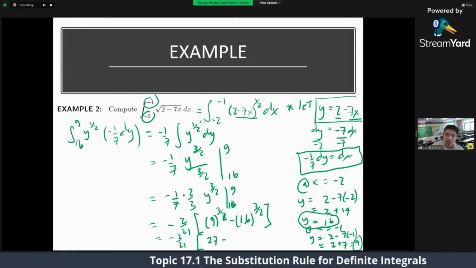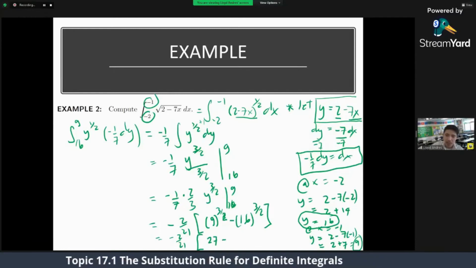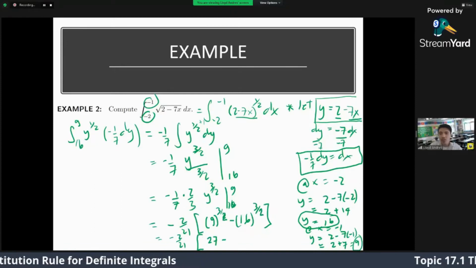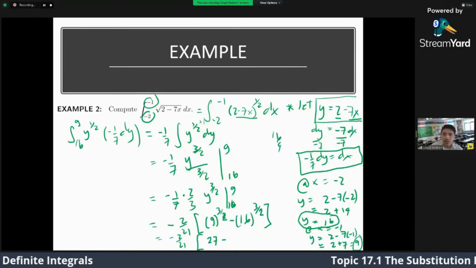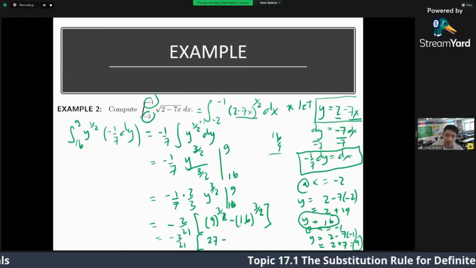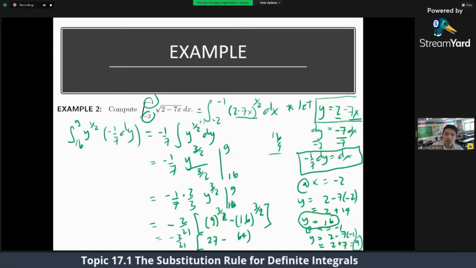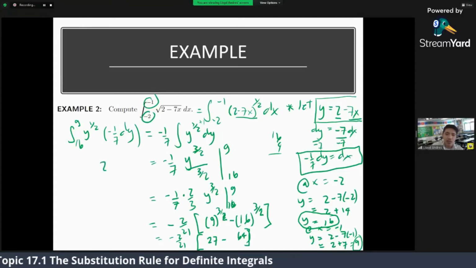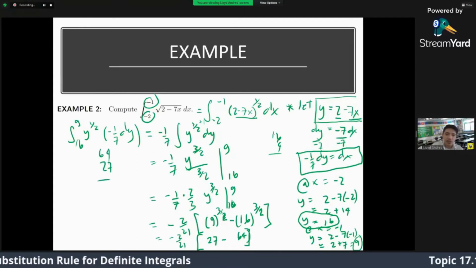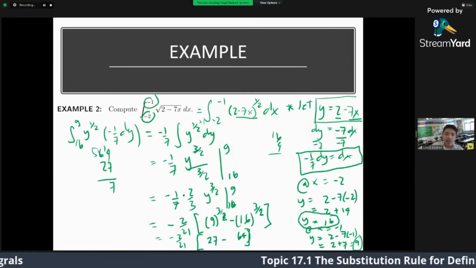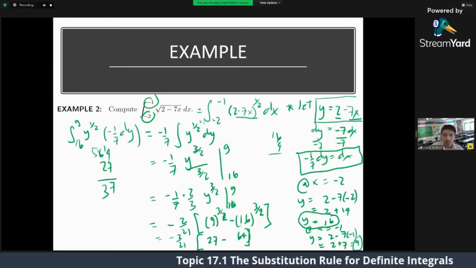Same with 16. The square root of 16 is 4, since it's 3 halves. 4 cubed is 16 times 4, which is 64. Then you just solve 27 minus 64. So that's negative 37. Is that right?